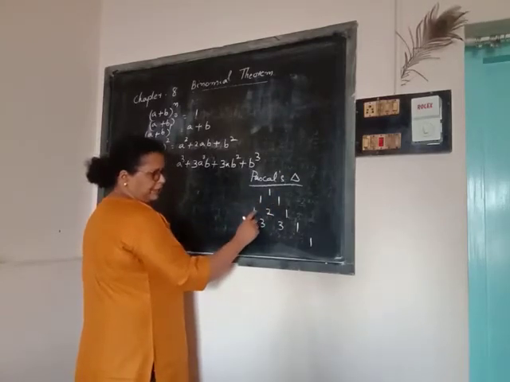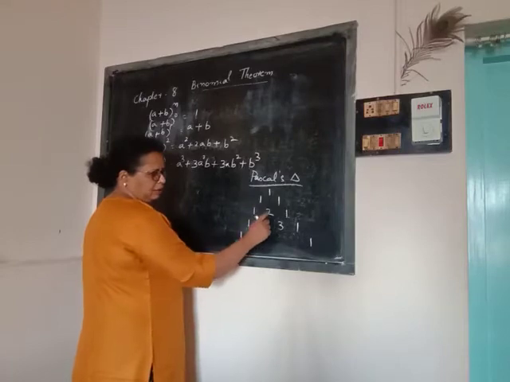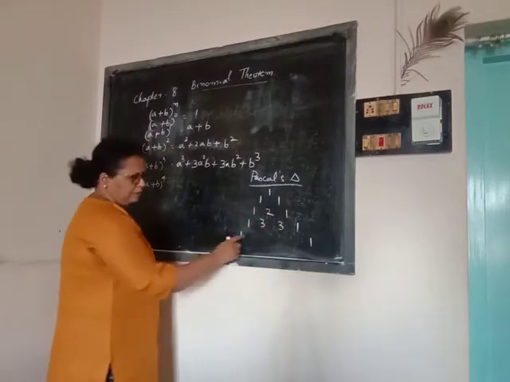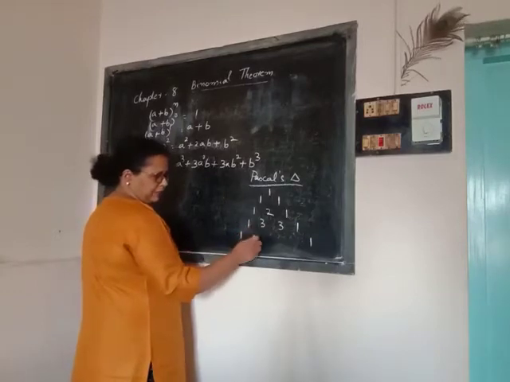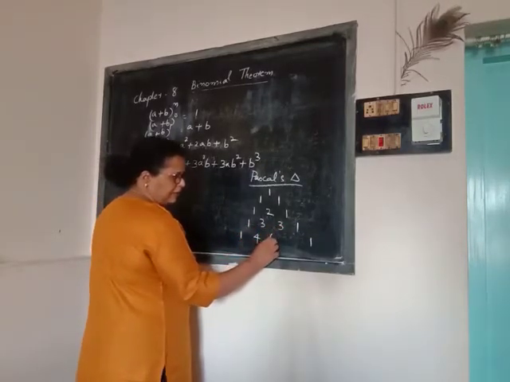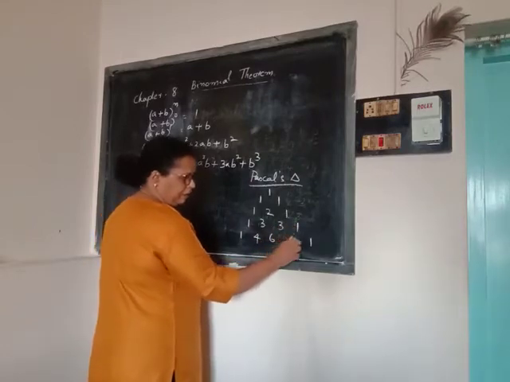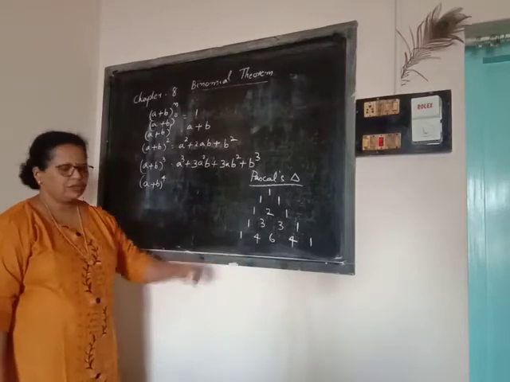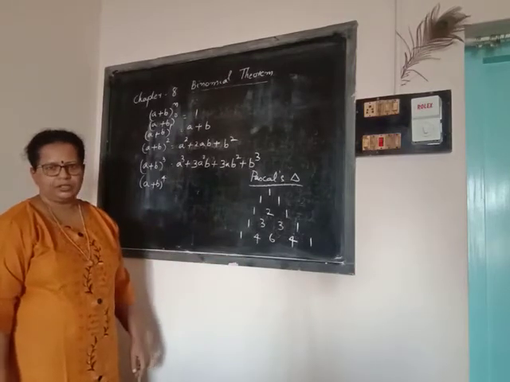And this 3 is obtained as 1 plus 2, 3. 2 plus 1, 3, then 1. So what will be this term? 1 plus 3, it will be 4. Then 3 plus 3, it will be 6. Then 3 plus 1, it will be 4. Then again 1. These are the coefficients of a plus b whole raised to 4.